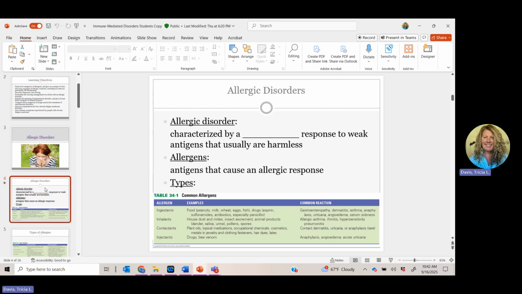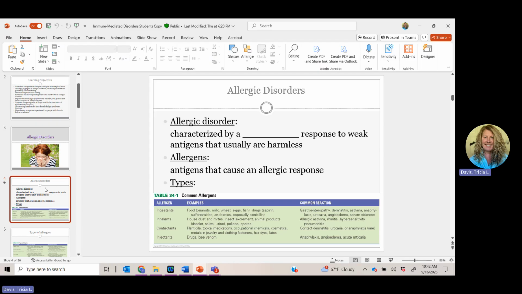So we have ingestants. These are a lot of things that we eat, okay? There's a lot of common foods that are known to cause different people problems: eggs, shellfish, milk, wheat, peanuts, some of our antibiotics as well, okay? Some of those common reactions can just be GI issues. It can be a mild skin disorder, some mild asthma symptoms, or it could even be hives all over the body, facial swelling, which is angioedema, and then, of course, anaphylaxis, which we know can be life-threatening.